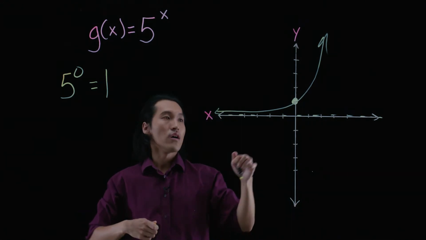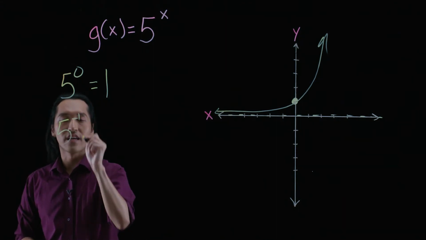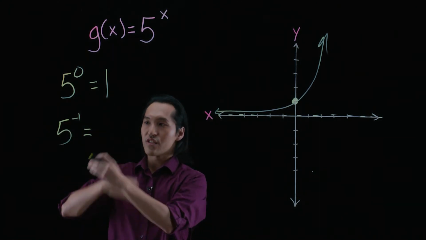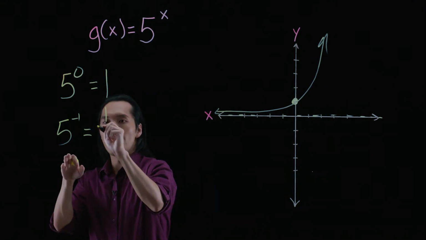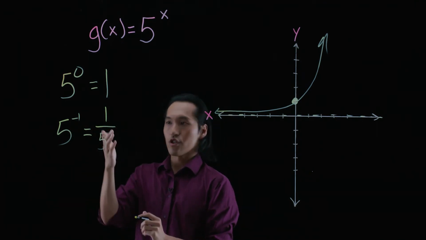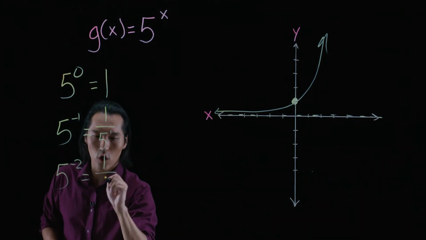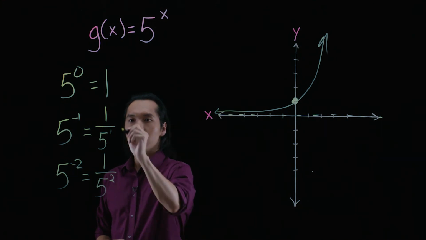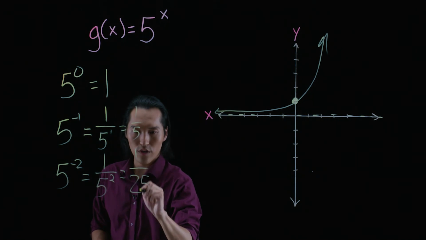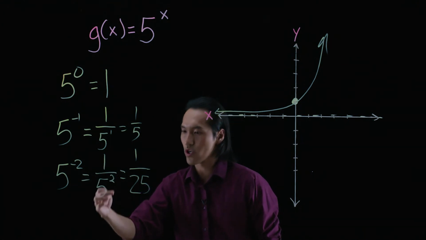So why is that the case? Well, if we were to plug in a -1, we would have 5 to the power of -1. As we recall, when we have negatives in the exponent, that means we're taking the reciprocal of the base. So it's really 1 over 5 to the power of 1, which is just 1/5, right? What happens if we do 5 to the power of -2? That becomes 1 over 5 to the power of 2, which is 1 over 25. As you can see, this pattern continues. If we do 5 to the power of -3, it becomes 1 over 125.